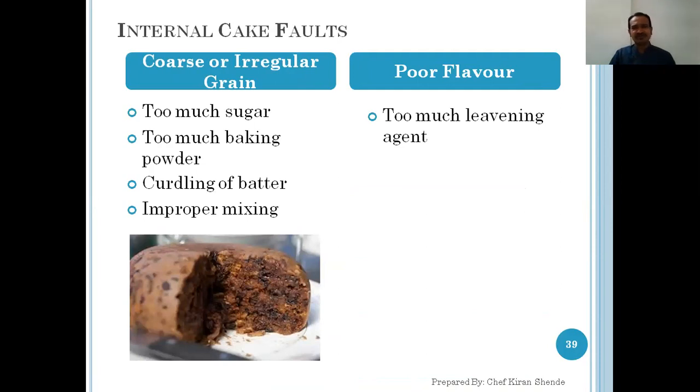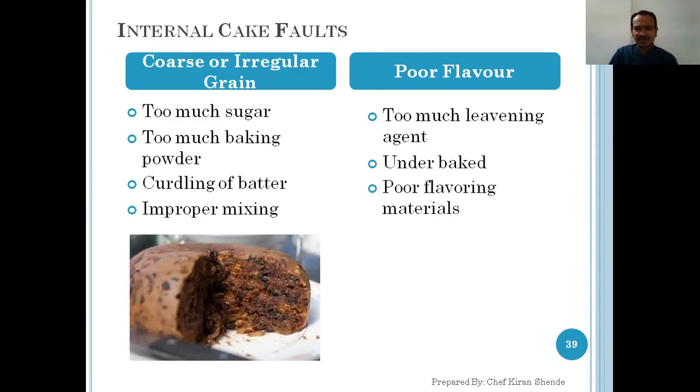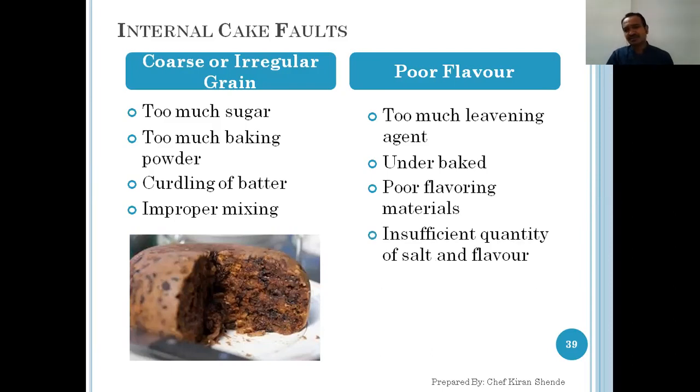Poor flavor, probable reasons are, the most common reason is you must not have used the flavors. Too much of leavening agent, if your product is underbaked, poor quality of flavoring agents, insufficient quantity of salt and other flavors in the formula will result in poor flavor. Even the quality of raw materials matters a lot. If you have to make a good cake, your quality of raw materials has to be really nice and branded.